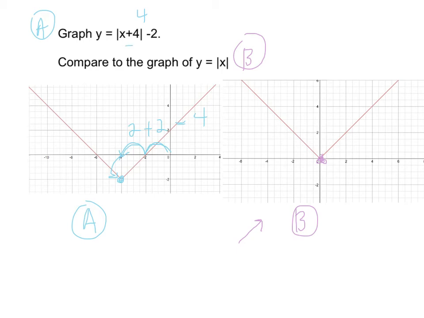And since there's a plus in the absolute value signs, it actually means that it moves to the left, or to the more negative direction, 4 times. Rather than a plus, you actually take the opposite of that and you move in that direction. Whereas the 2 is outside of the absolute value, so the negative remains true and we move down 2.